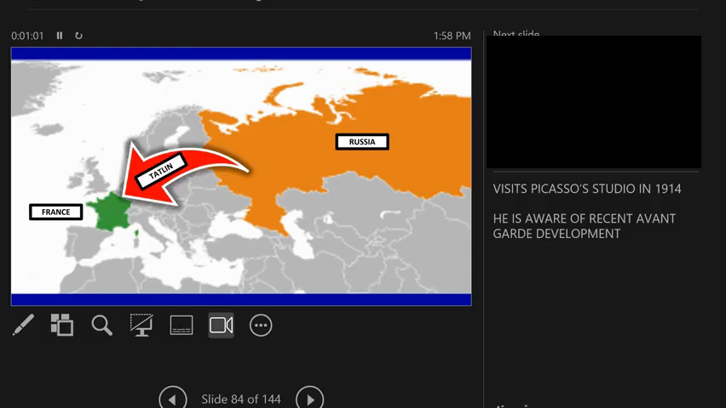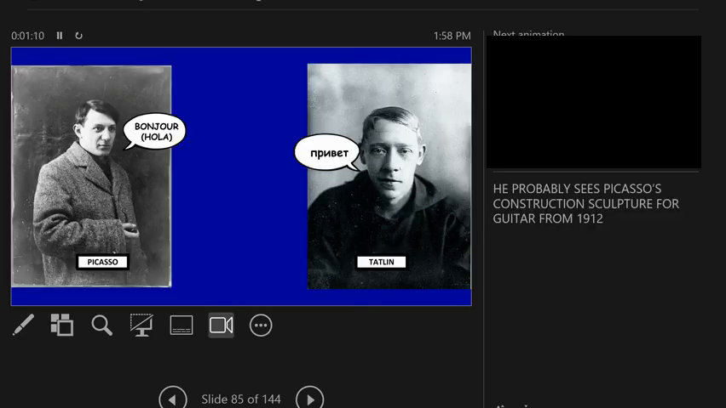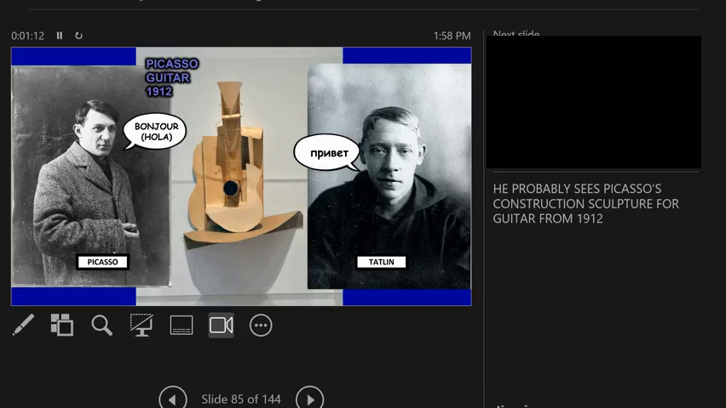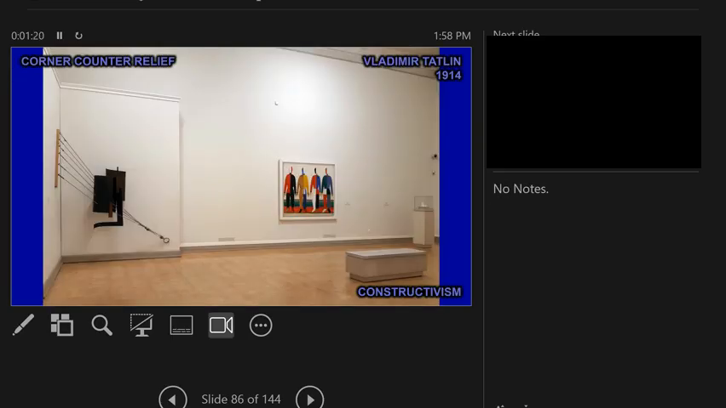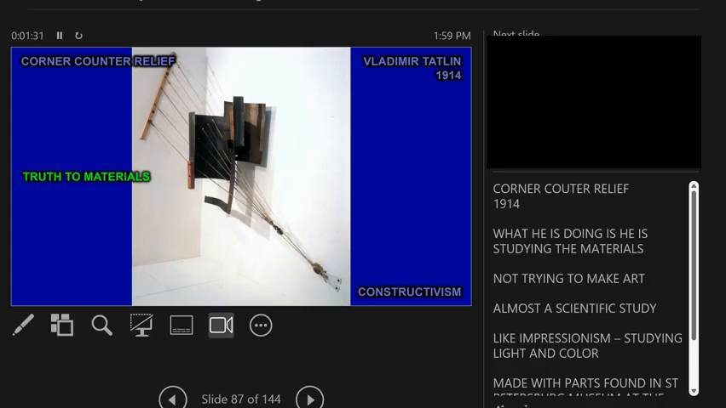And he goes to visit Picasso in Paris in 1914, and he becomes aware of the recent avant garde development. So he probably sees Picasso's construction sculpture of the guitar from 1912. And he takes what he sees and brings it back to Russia, and he's creating this object here on the left. It's called corner construction relief.